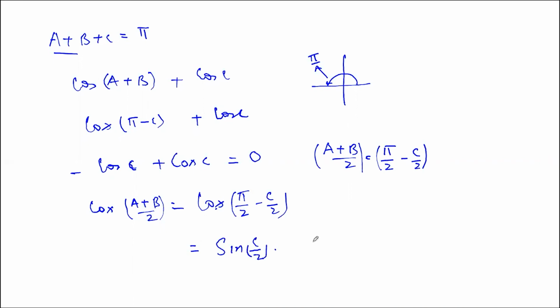Right? It's the simplest thing, but we have to apply this. Pi by 2 minus c by 2: pi by 2 is this angle, and minus c by 2 means this must be in the first quadrant. And in the first quadrant, this will be positive. Accordingly, you can go for that, right?